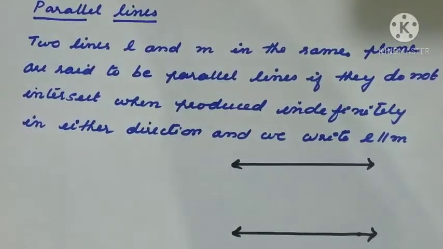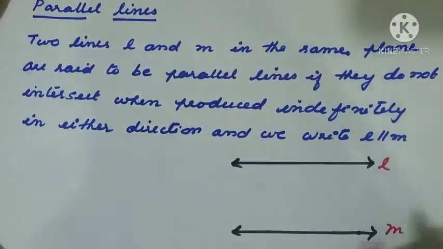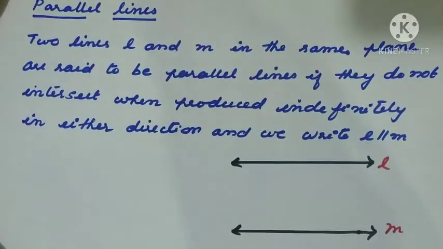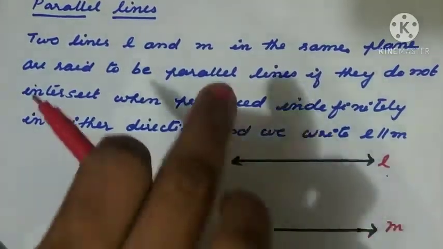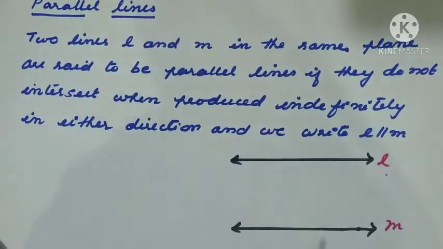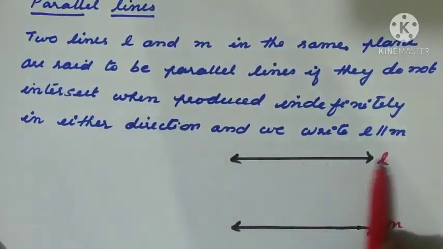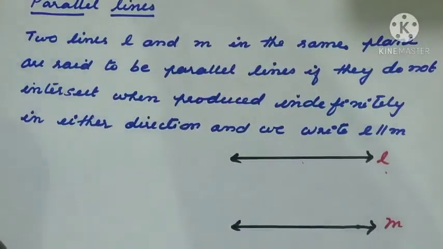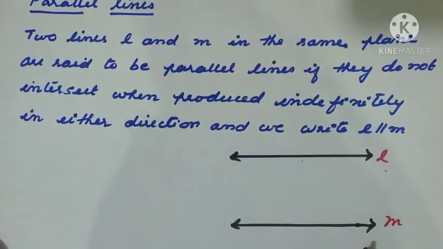Next topic is one of the important topics, parallel lines. Two lines L and M in the same plane are said to be parallel lines if they do not intersect when produced indefinitely in either direction, and we write L parallel to M. Two lines L and M are drawn on a plane surface, and if they do not meet each other when produced indefinitely, either in this direction or that direction, then we can say that they are called parallel lines.